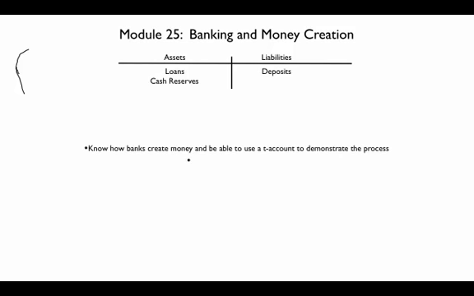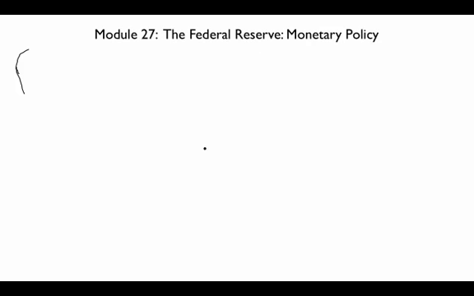Also need to know how banks create money, and you need to be able to use a T account to demonstrate the process. So the example we used in class and is on the Module 25 slides is where I believe it was Lucy had $5,000 and she put it in the bank, and then the bank made a loan, and maybe it was to Mitch, and then Hannah took that money and put it in her bank. You need to understand how the bank goes through the process of creating money out of that initial deposit.